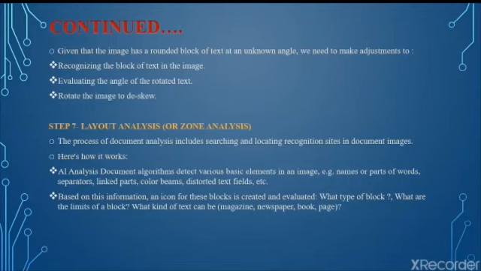Now, to summarize this step, we are going to recognize the block of text in the image. Then we will evaluate at which angle the text is inclined, and then we are going to rotate the image in a clockwise or anti-clockwise direction to bring it to a proper orientation, that is, the horizontal direction. And the last and final step is layout analysis or zone analysis.